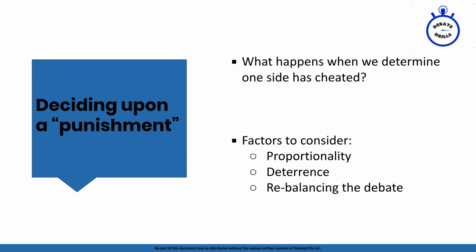And then the third factor to consider is that we want to rebalance the debate in terms of the actual debate that's going on. So if one side cheated, then obviously the other side needs to be compensated for that cheating. Otherwise, if the judge resolves the debate without compensating the other side, the likelihood is that the side who cheated will have an advantage in the debate because they cheated. So these are the three factors we need to weigh out in balance while we're deciding upon a punishment.